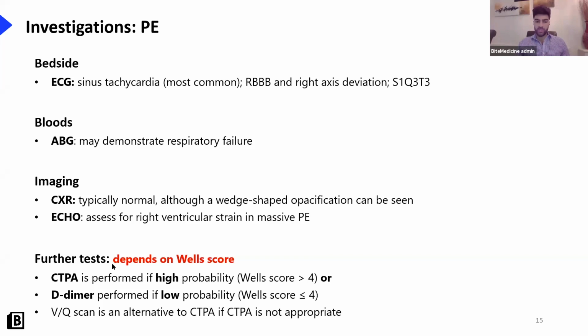Your diagnostic investigations are going to depend on what your Wells score is. So if you have a high probability of PE as per the Wells score, then you do a CT-PA. If the probability is low, then you do a D-dimer, and you only do the VQ scan in certain circumstances, which I will come on to.